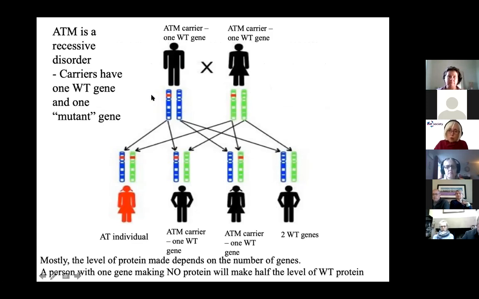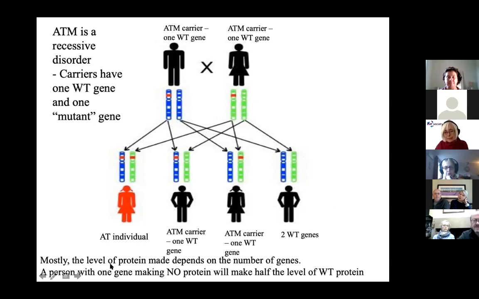So we've all got 2 copies of chromosome 11, and a carrier has one, what we call wild type copy, and 1 mutant copy. And then when you have children, 1 in 4 will have 2 mutant copies of ATM, 1 in 4 will have 2 wild type copies, but the other 2 will be carriers. But remember, this is a numbers game, so this isn't necessarily going to happen if you just have your 4 children. So carriers, therefore, have a good copy and a bad copy.